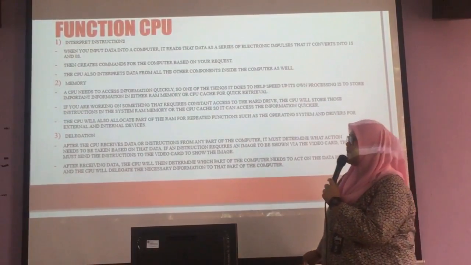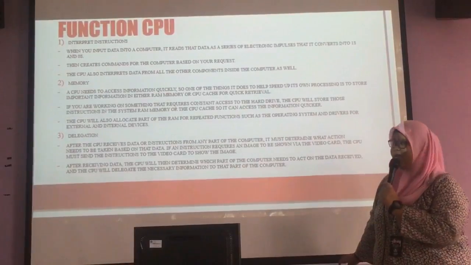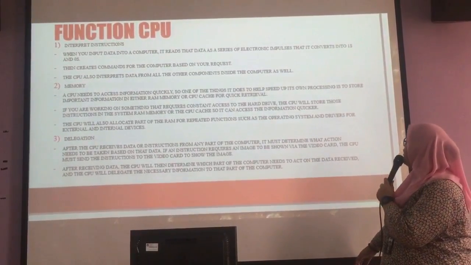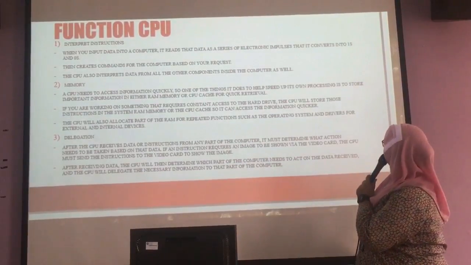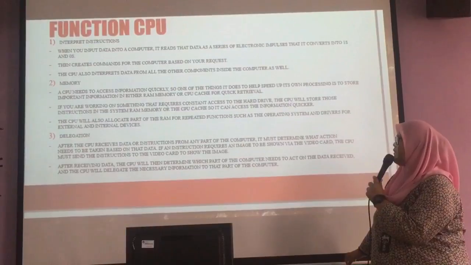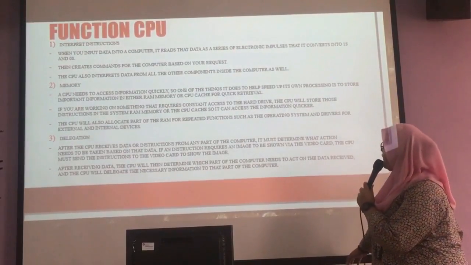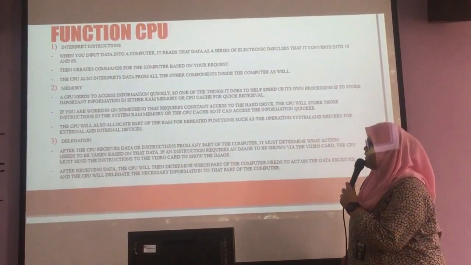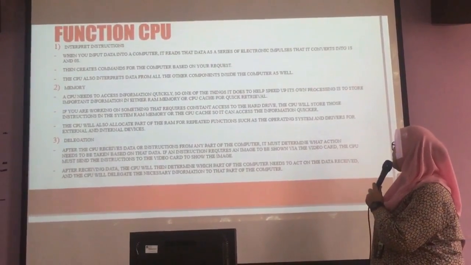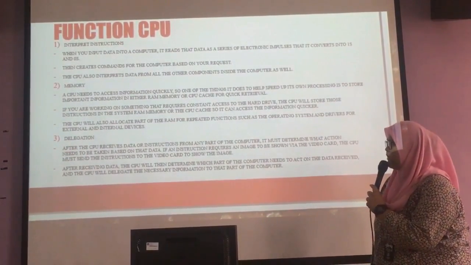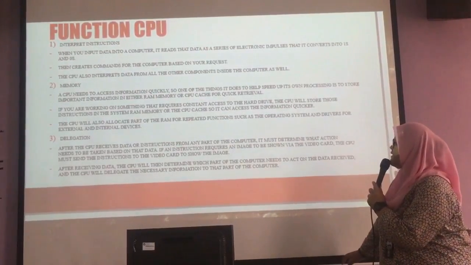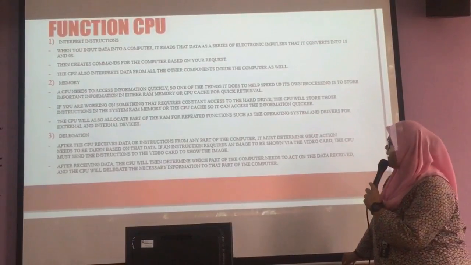Next is memory. The CPU needs to access information quickly. So one of the things it does to help speed up its own processing is to store important information in either RAM, memory or CPU cache for quick retrieval. If you are working on something that requires constant access to the hard drive, the CPU will store those instructions in the system RAM, memory or the CPU cache so it can access the information quicker.